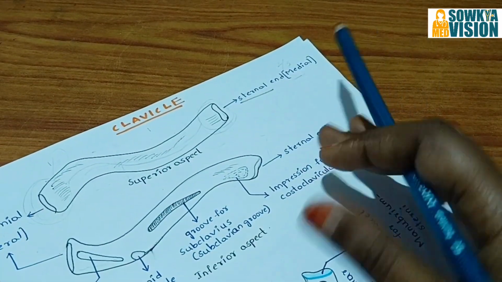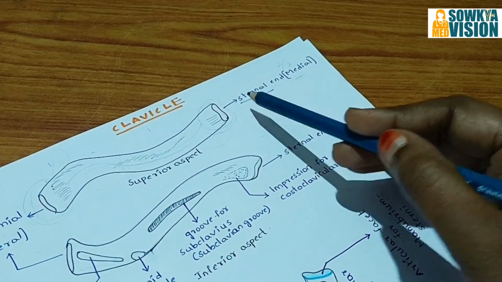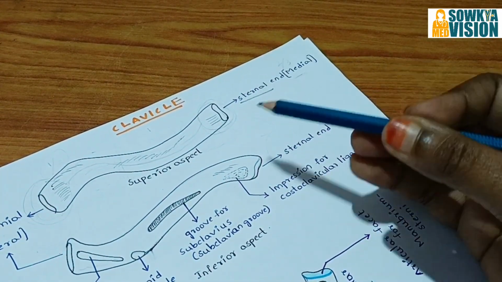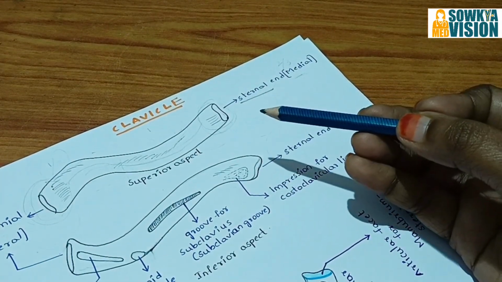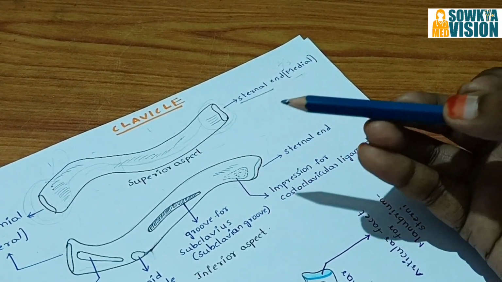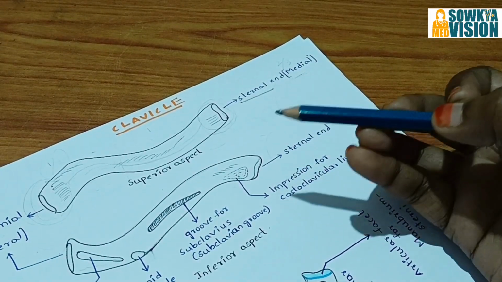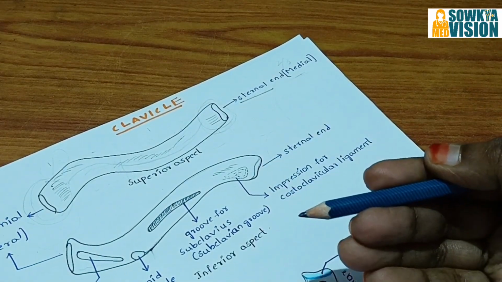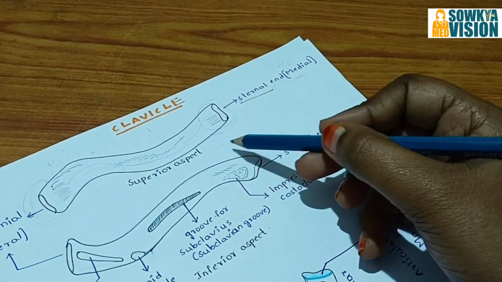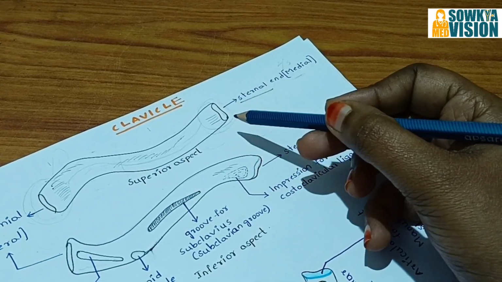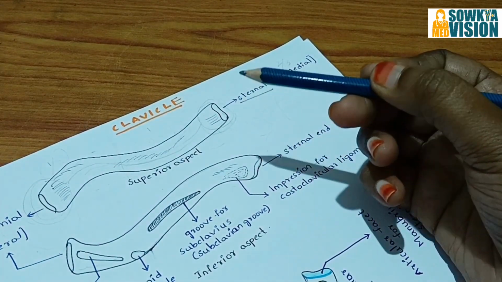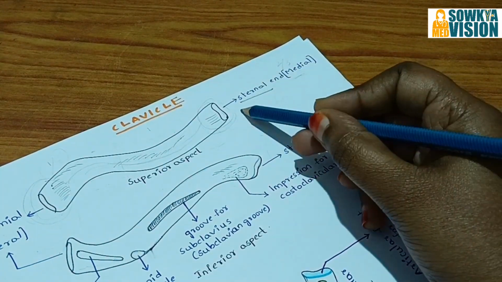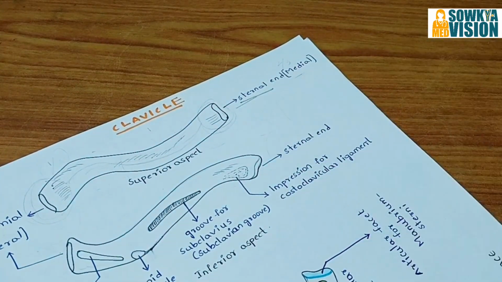The medial end of the clavicle is also known as the sternal end. Why? The medial end of the clavicle is articulated with the sternum. The sternum is a bone that is present anteriorly in the thorax region. So the medial end of the clavicle is articulated with the sternum and the first rib cartilage. Hence it is known as the sternal end.